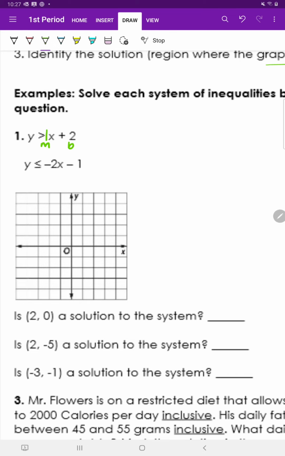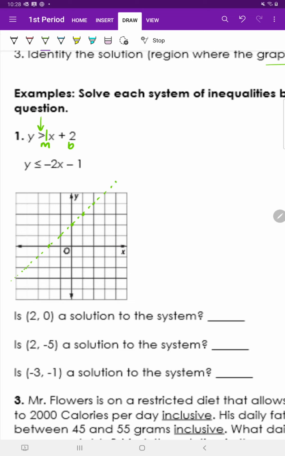So let's draw this inequality on our graph. We start with our y-intercept, which is at positive 2, and then we use our slope, which is 1 over 1, to go up 1 and right 1, up 1, right 1. And then we can go down in the other direction as well. So our first inequality will have a boundary line that goes through these points, and since it's a greater than sign, we'll have a dotted line.